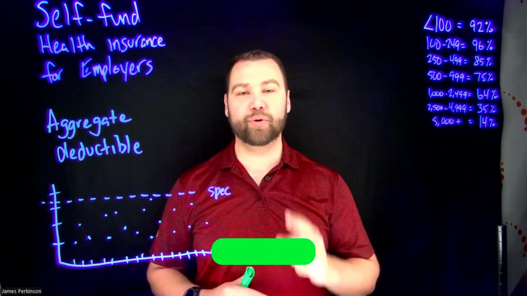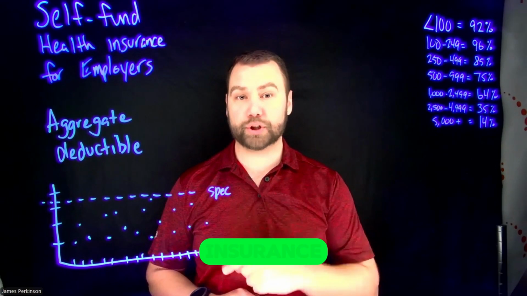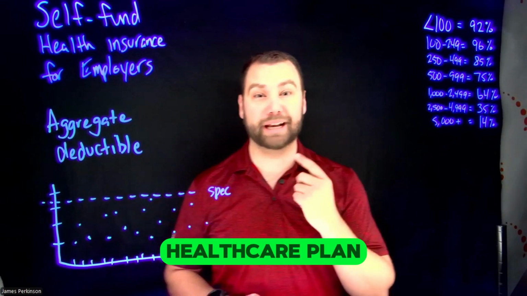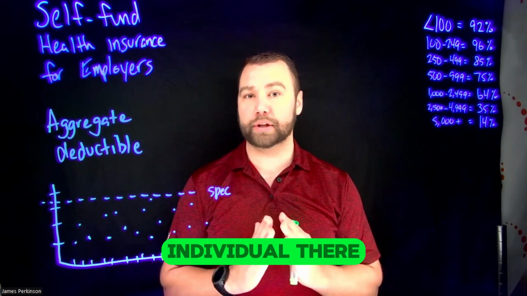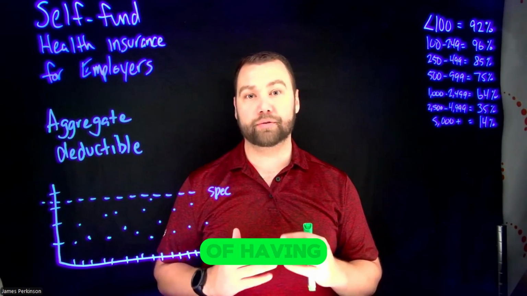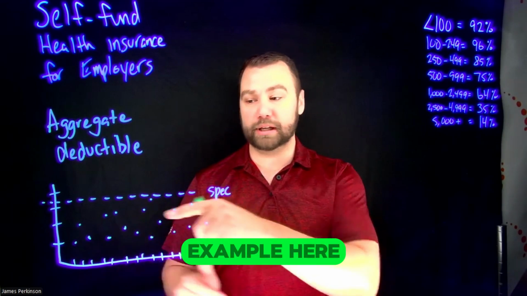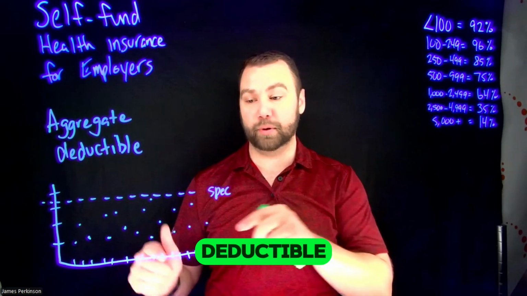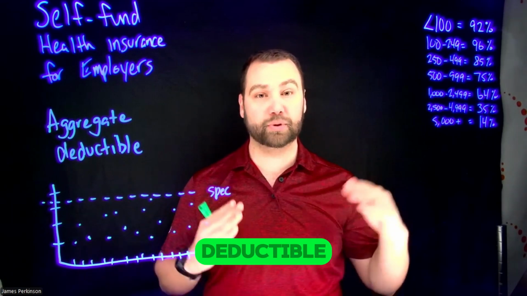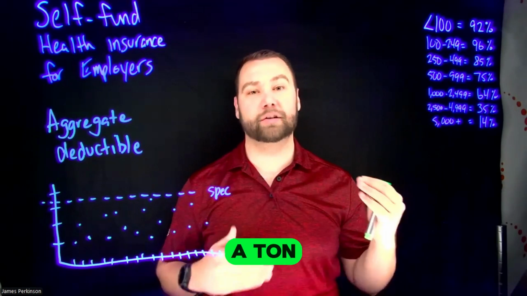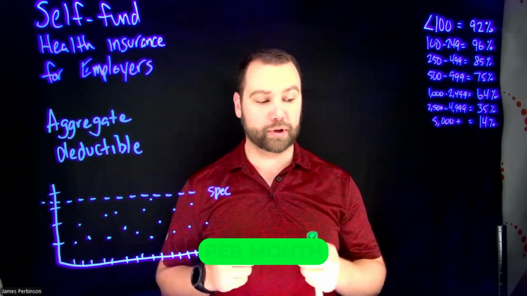Okay, so the second form of stop loss insurance for a self-funded healthcare plan: aggregate deductible. Last video we talked about specific, so that's per individual. So what about the scenario of having claims, in this example the dots representing the claims, all below the specific deductible, but we have a high amount of pretty high claims below the specific deductible? How do I make sure that I'm not spending a ton of money on a per employee per month basis?